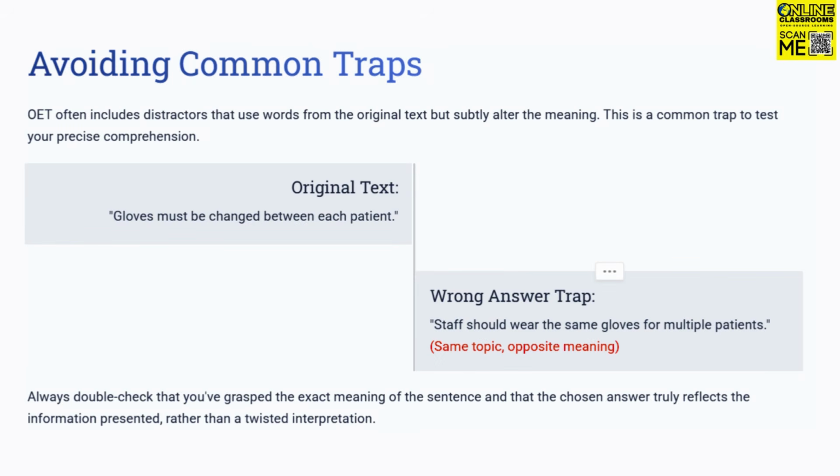Avoiding common traps. OET loves to put wrong answers that use words from the text but change the meaning. For example, text. Gloves must be changed between each patient. Wrong answer. Staff should wear the same gloves for multiple patients. See? Same topic, but opposite meaning. Always double-check you've understood the sentence.